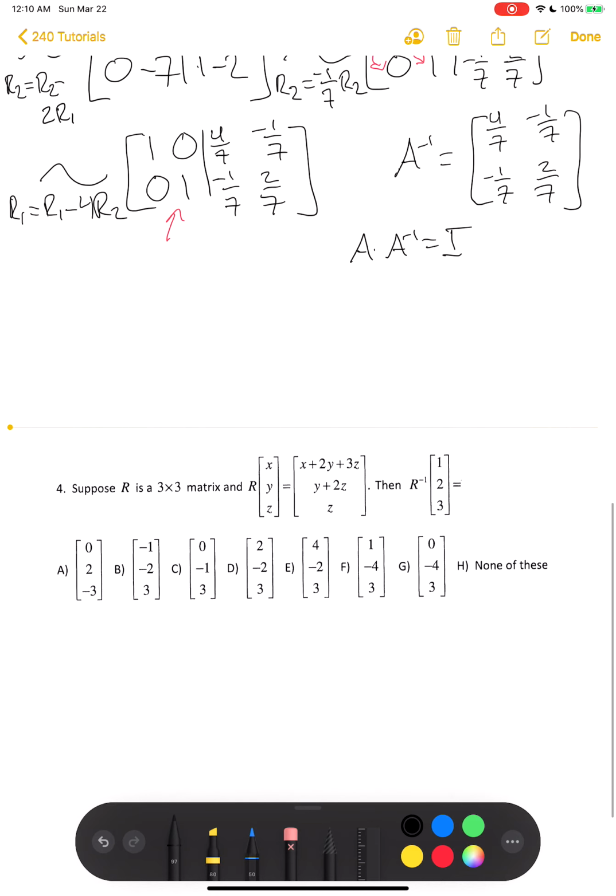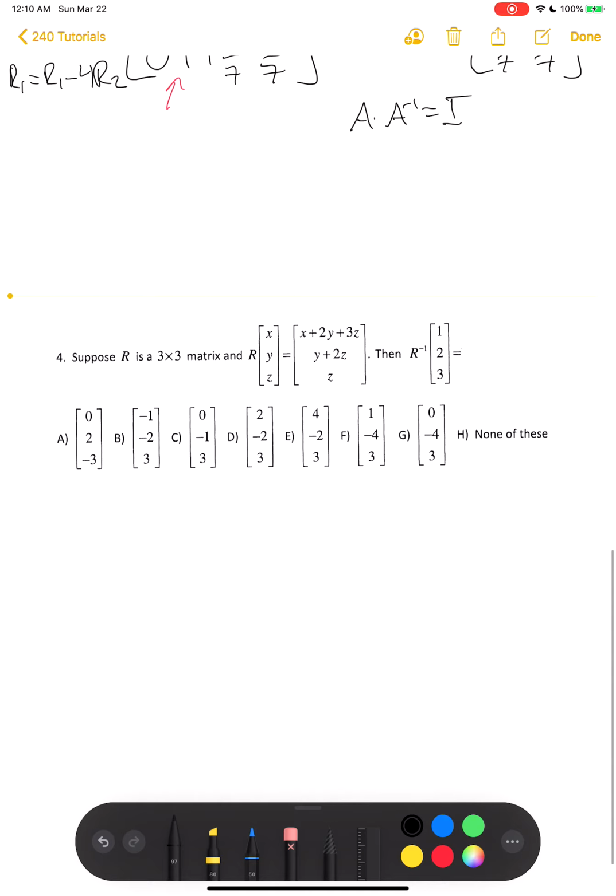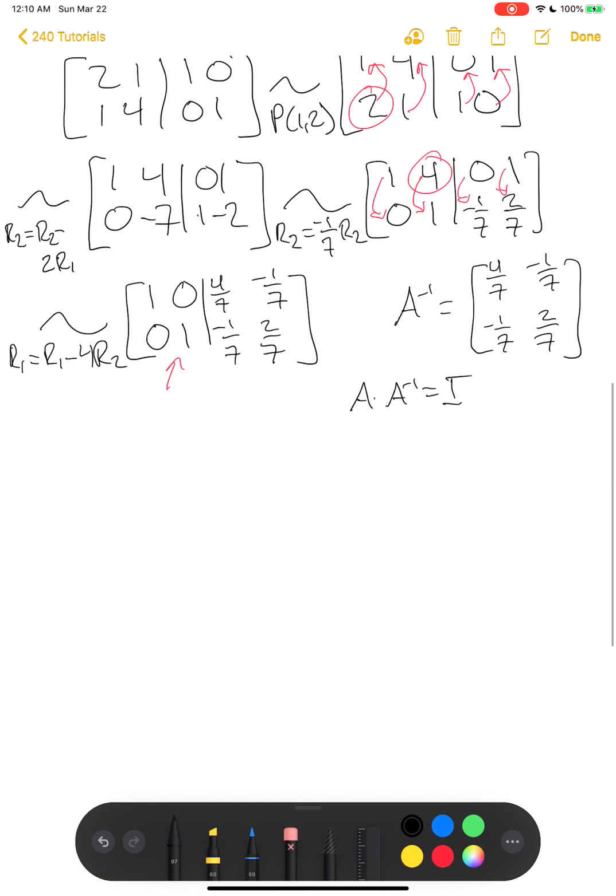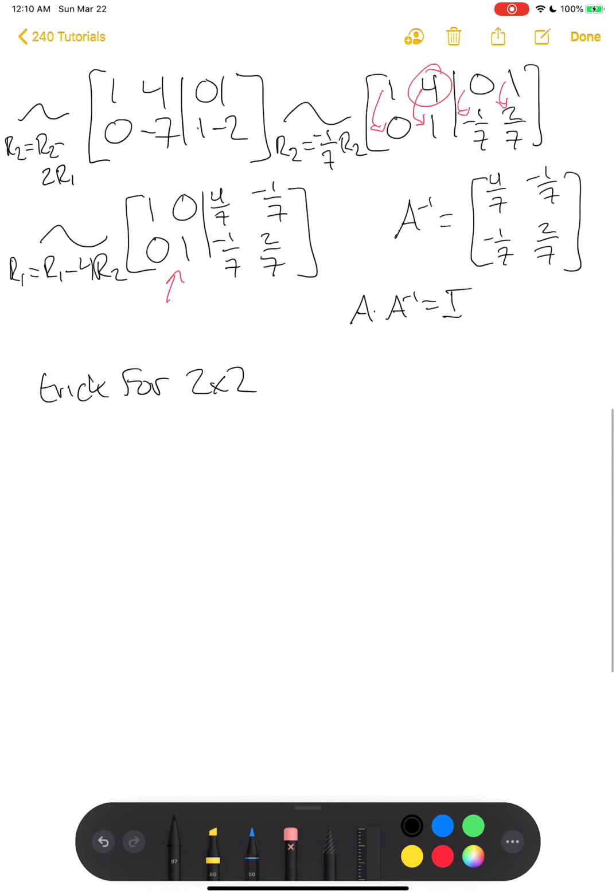So there is one other thing. There's a little trick for finding the inverse of 2 by 2 matrices. So there's a formula. I'm not actually sure if it's in the textbook. If not, it should be.